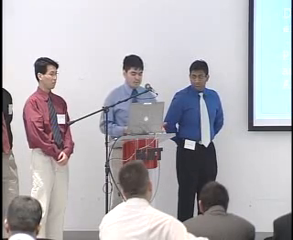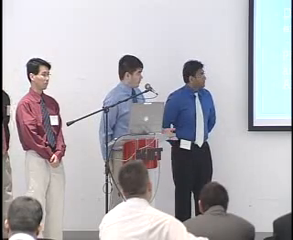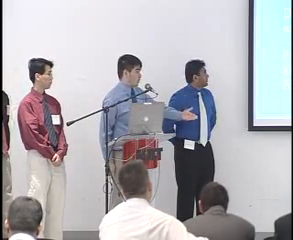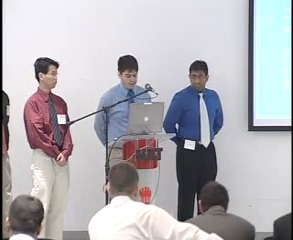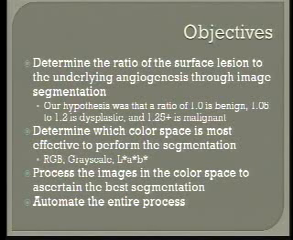The way we're going to do this is determining which color space is most effective to perform the segmentation. There are several different ones, examples of RGB, grayscale, or the LAB color spaces. Then we're processing the images in those color spaces to figure out which is best for the segmentation. The most important objective here is to automate the entire process, so that when you take the pictures of the skin, you're not going to have human interaction to adjust things.